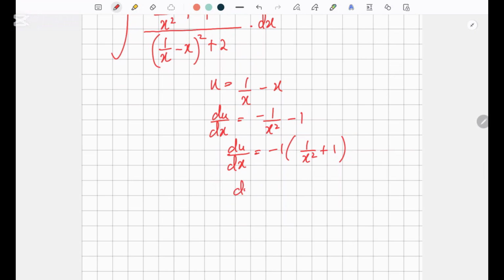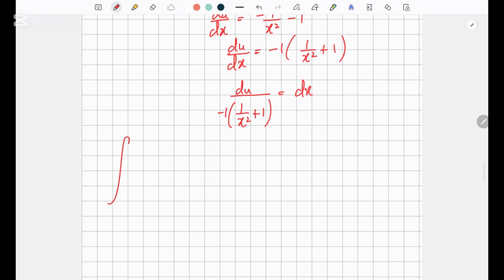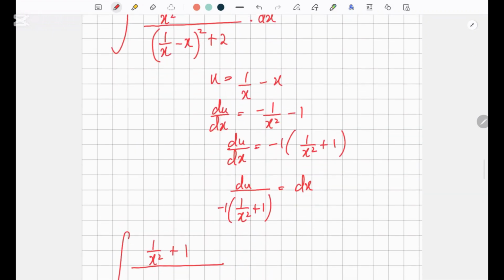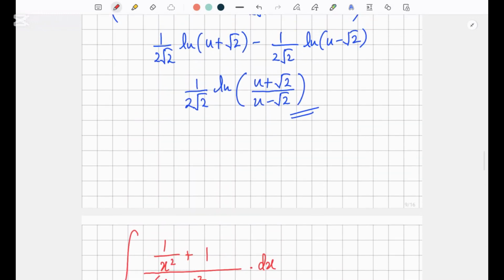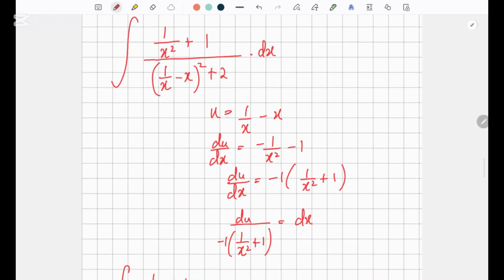So now we can write du over negative 1 into (1 over x squared plus 1) equals dx. You go back to your question. So you have 1 over x squared plus 1 over, instead of 1 over x minus x, I'm going to put, one more thing. Now the previous substitution we took as u, right? I'll take this substitution as u dash, or else it would be confusing. So it's u dash, alright?